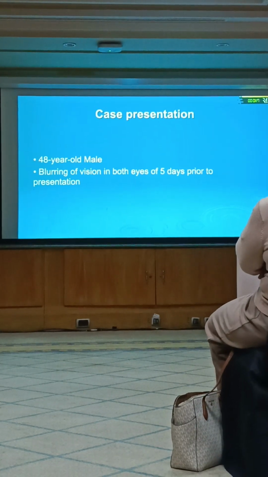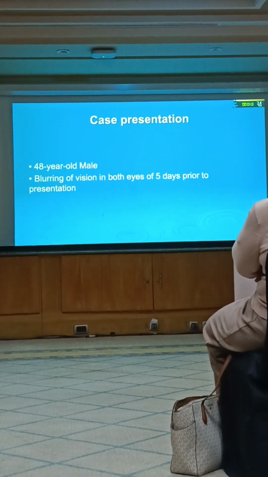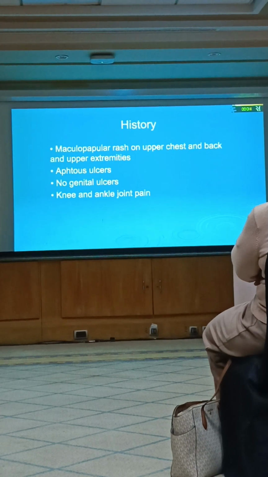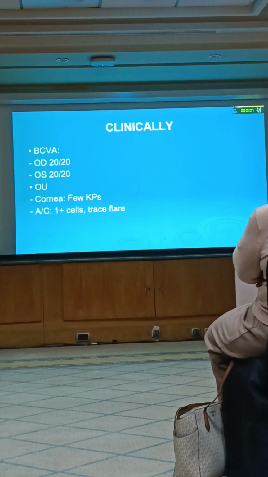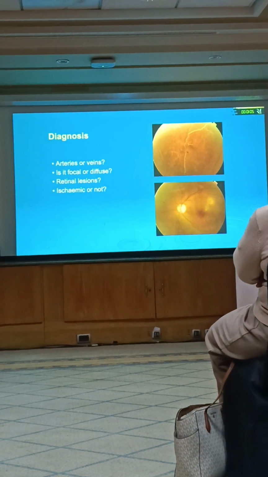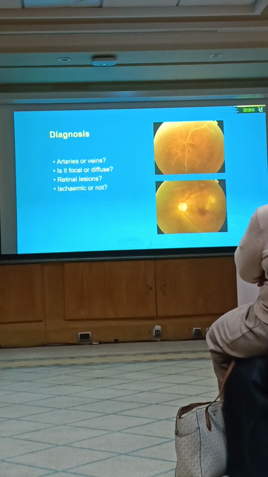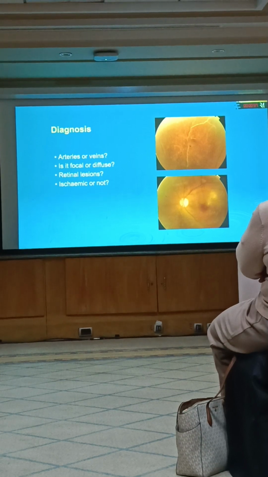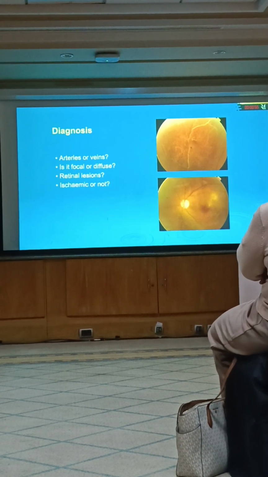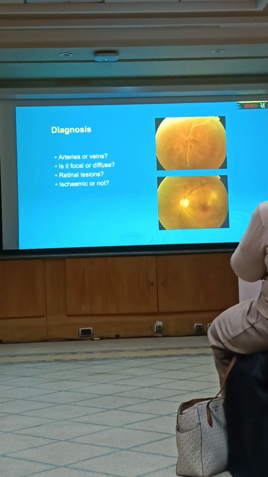The third case, a 48-year-old male patient, complained of blurring of vision in both eyes five days prior to presentation. He has a maculopapular rash on the shoulders, aphthous ulcers, no genital ulcers, and we have these clinical features. We used to see this in advanced stages of a certain disease, but if you can judge here, does it affect arteries or veins? It's veins mostly.